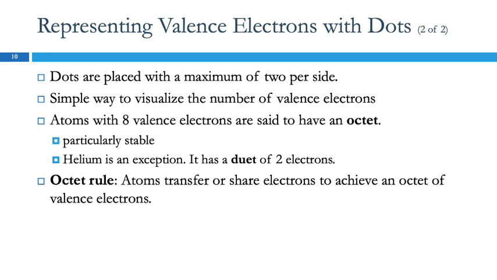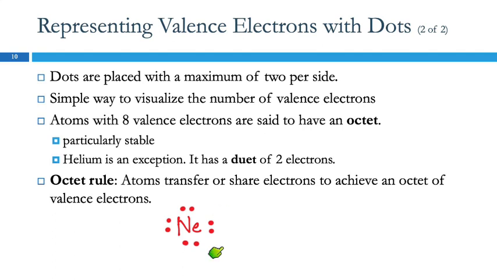Dots are placed with a maximum of 2 on a side, and this helps us to visualize the number of them. So atoms that have 8 valence electrons are said to have an octet. So like if we look at neon, how many valence electrons does neon have? 8. Right? So 1, 2, 3, 4, 5, 6, 7, 8. North, south, east, west, all filled with 2. Right? So nice and symmetrical.